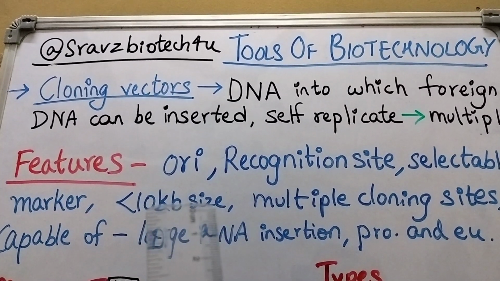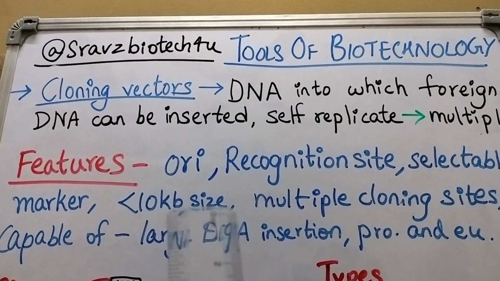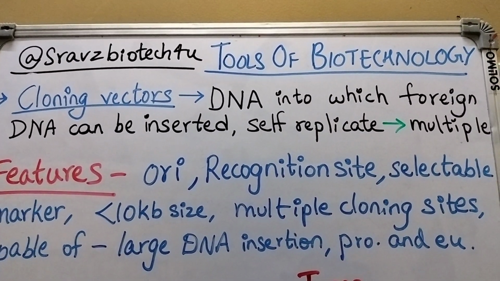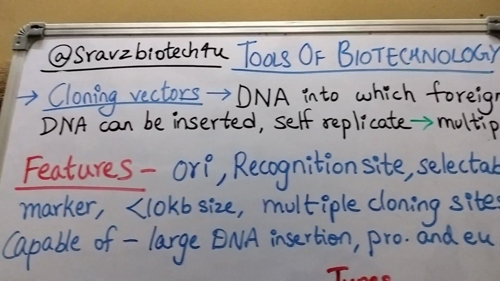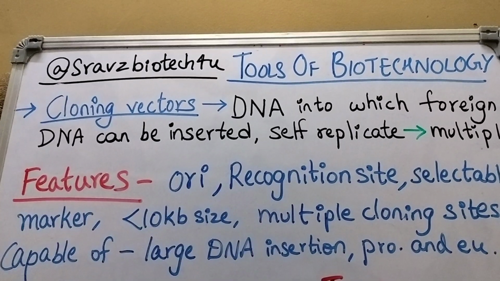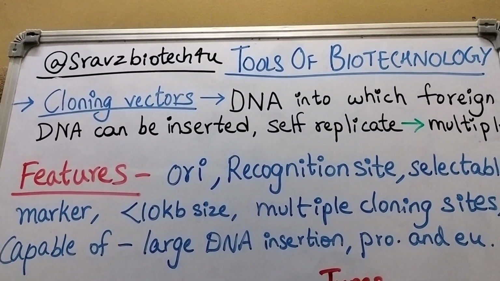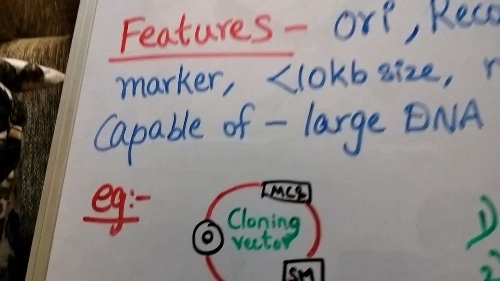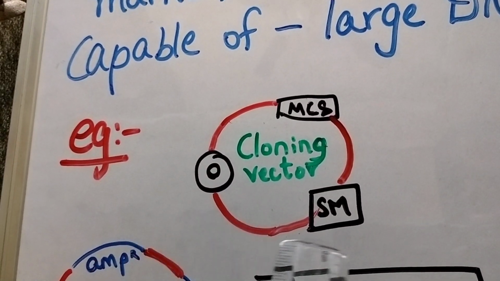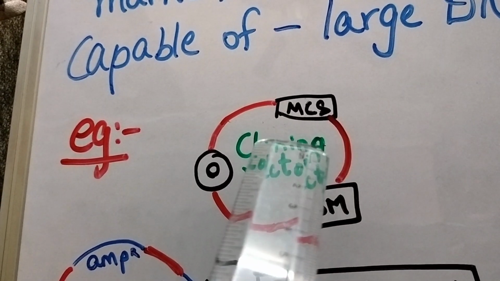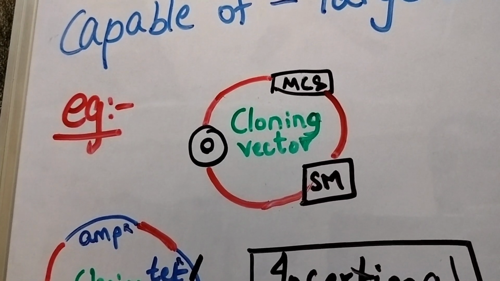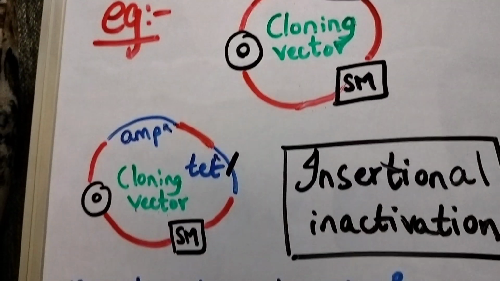A cloning vector should be of small size, that is less than 10 kb in size, for easy integration into the host cell. It should possess multiple cloning sites. It should be capable of large DNA insertion and to work under both prokaryotic and eukaryotic systems. This is the simple pictorial representation of a cloning vector which has an ORI, selectable marker and a multiple cloning site.